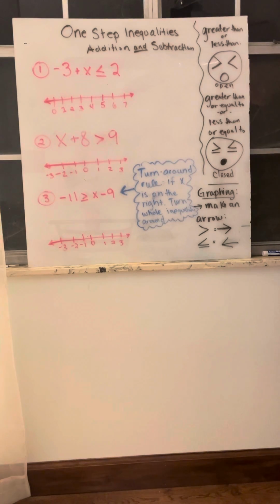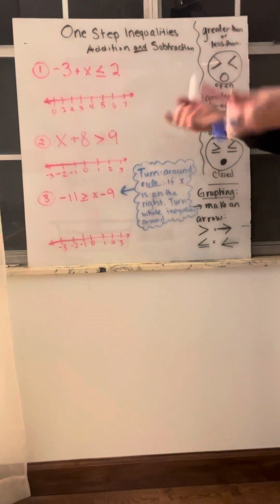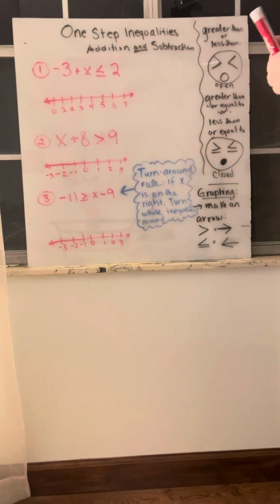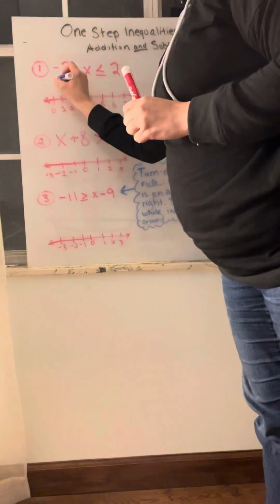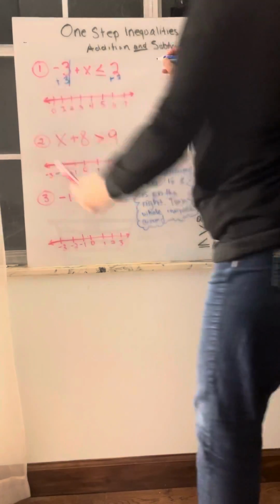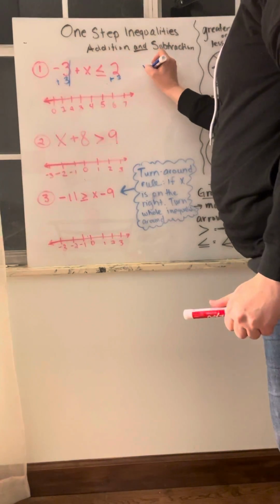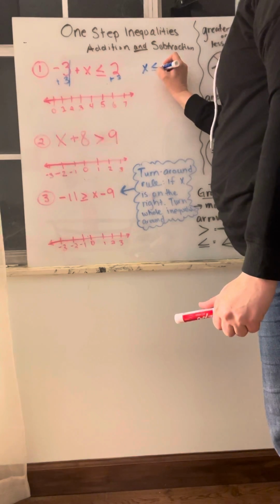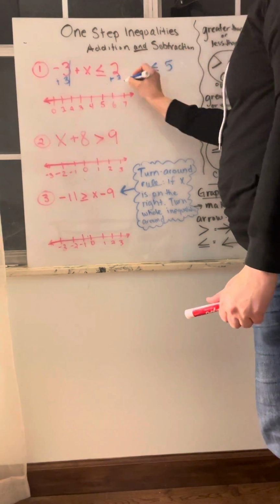Okay, so this is basically just like an equation. All right, so this says -3 plus x is less than or equal to 2, okay? Just like an equation, it's -3. We have to get rid of that 3. So we're going to add 3 to both sides. That zeroes out. And then our answer is x is less than or equal to 5. 2 plus 3 is 5.